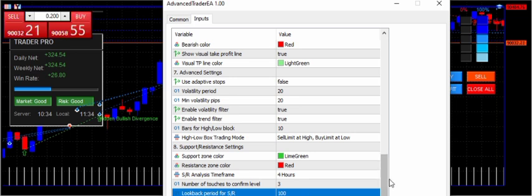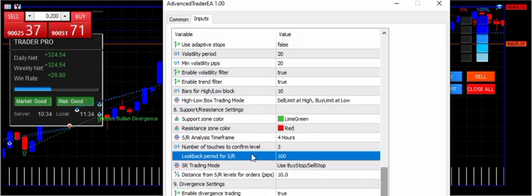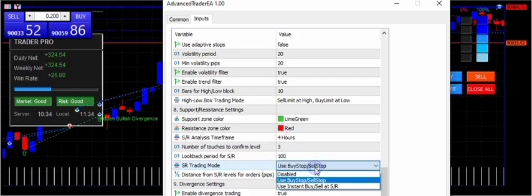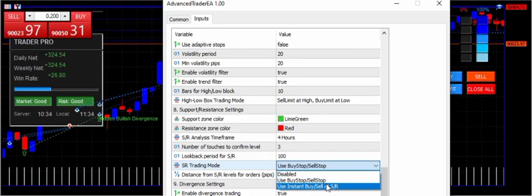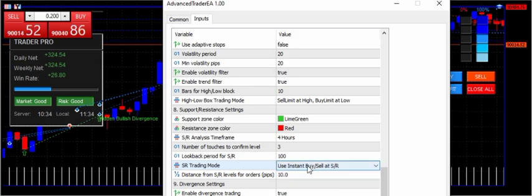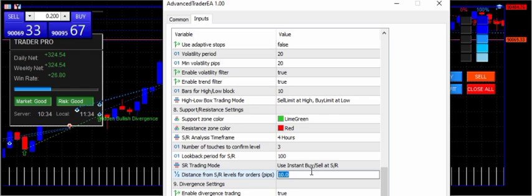Now for our support and resistance level, the trading mode, you use buy stop or sell stop, or use instant execution, that is market execution. You don't need anything like a pending order. So it's left for you. The distance between those entries, the default is 10. So whatever distance you want it to be, you make use of it.